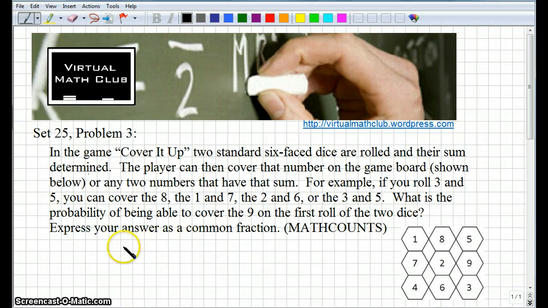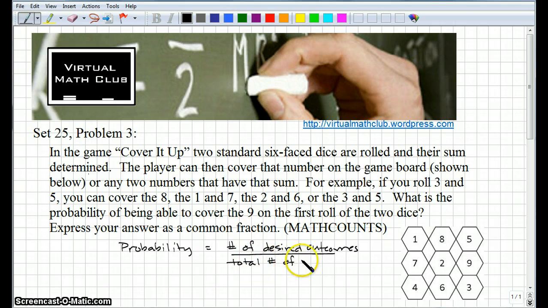Alright. Well, let's refresh our memory. Probability is just equal to the number of desired outcomes over the total number of outcomes. So we need to figure out these two, the numerator and the denominator, in order to figure out what the probability is.